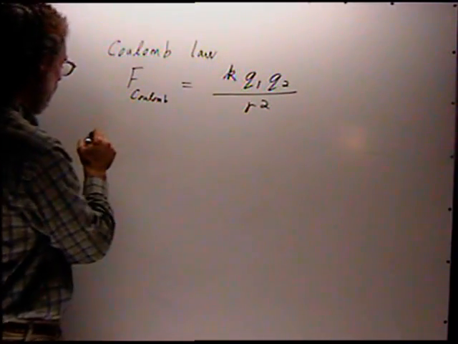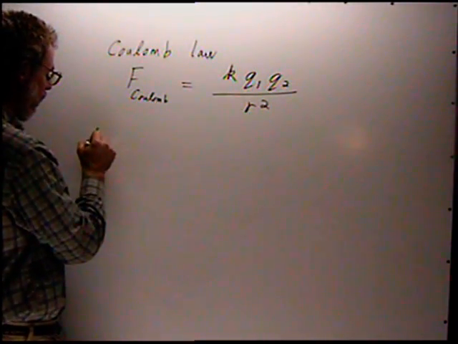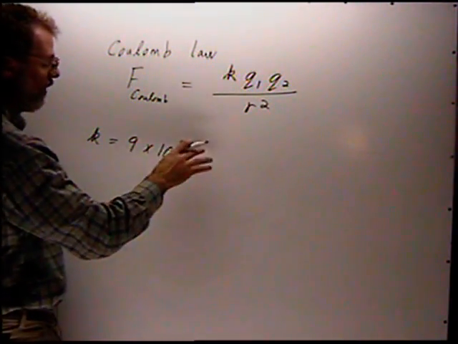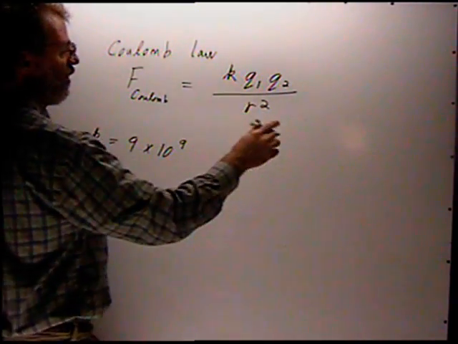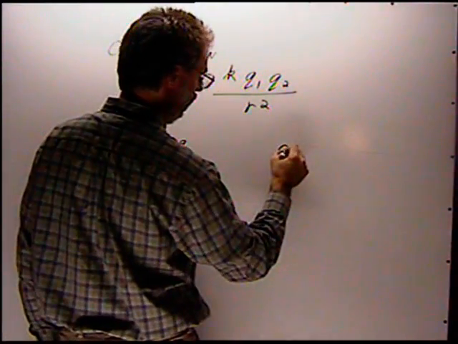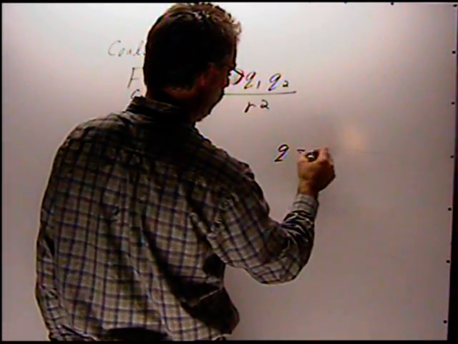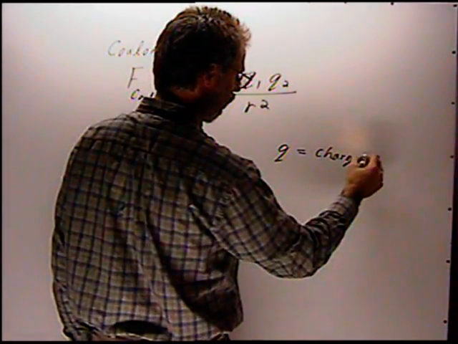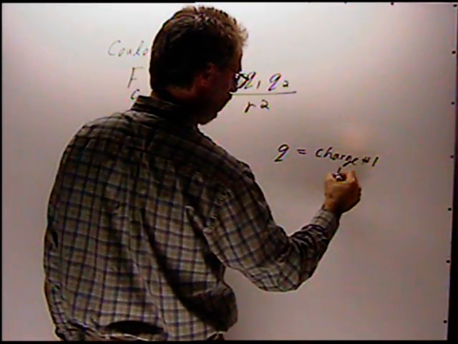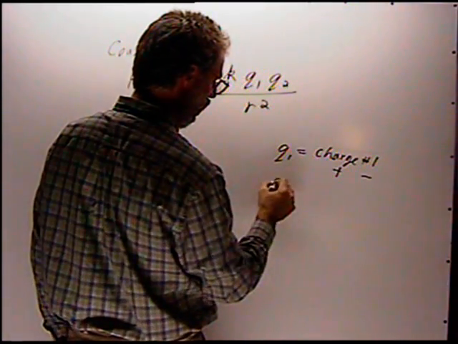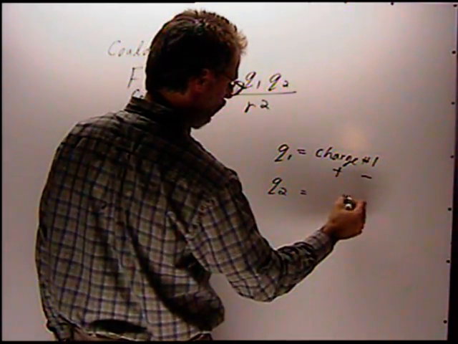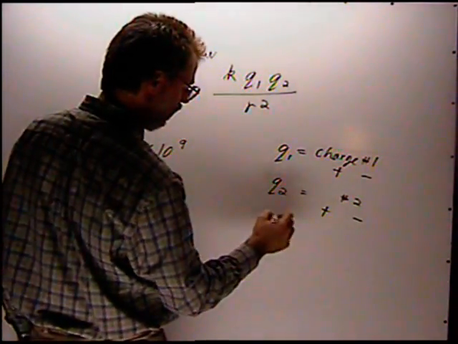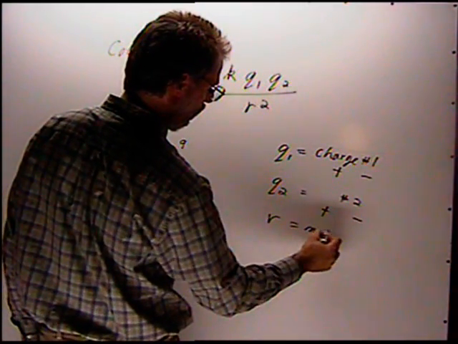where K is a constant, and is 9 times 10 to the 9th. Now we'll come up with the units in a second. Q is charge, and Q1 was charge number 1, and it can be either plus or minus. Q2 is the same thing, number 2, and again it can be either a plus number or a minus number. R is in meters, and it's the distance between.